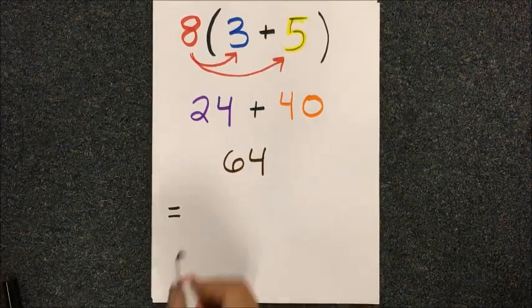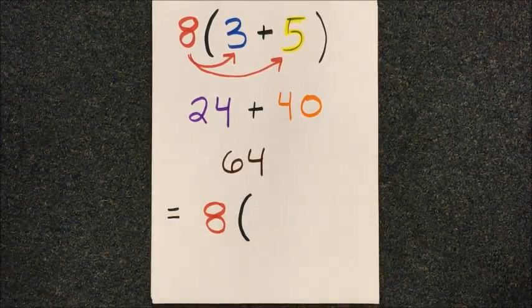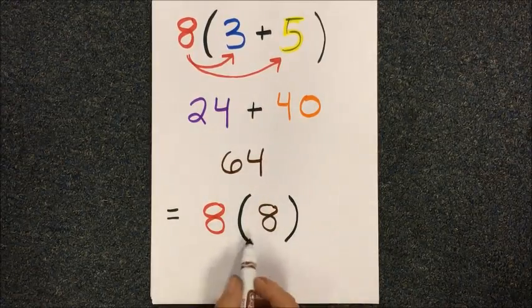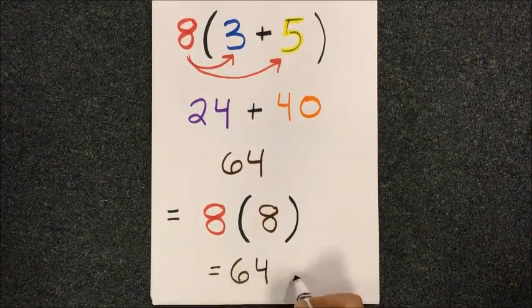Another way to really see this work is you can still have that 8 on the outside and do the work of the addition on the inside, and then you see even more simply that 8 times 8 is 64.